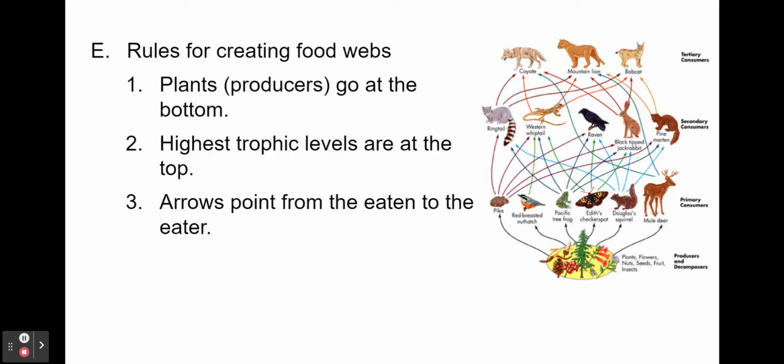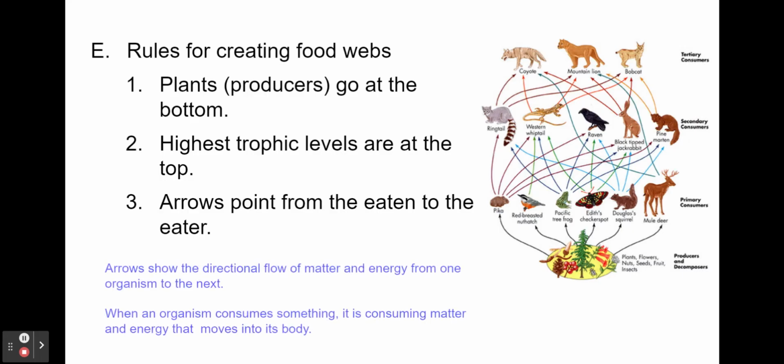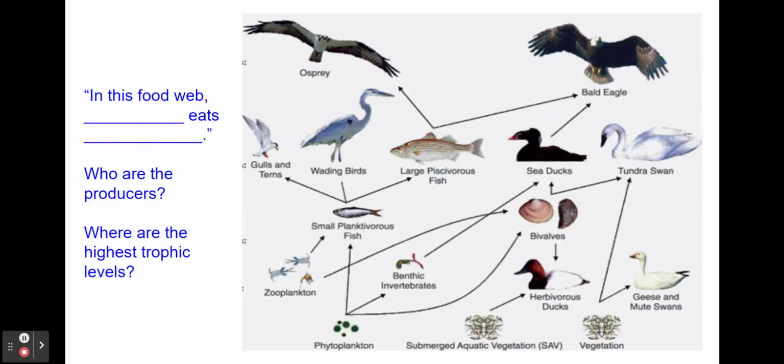And detail 3, those arrows point from the eaten to the eater. So if I look at my food web on the right and I look at the plants, I see arrows pointing away from the plants to the pika, the red-breasted nuthatch, the Pacific tree frog, indicating that those animals are eating those plants. Make sure your arrows are pointing in the right direction. Arrows show the directional flow of matter and energy from one organism to the next. When an organism consumes something, it is consuming matter and energy that moves into its body.